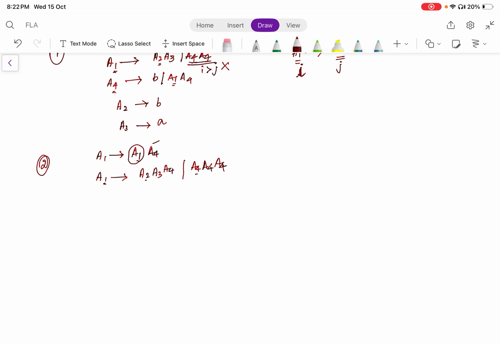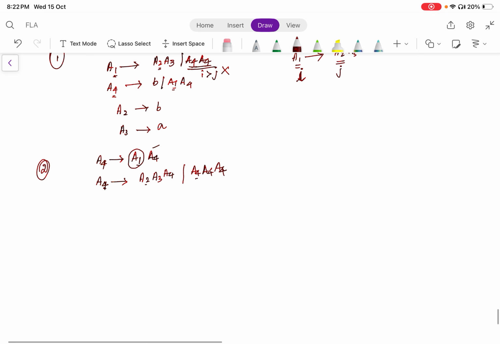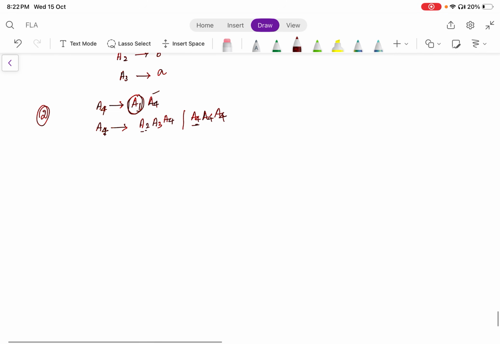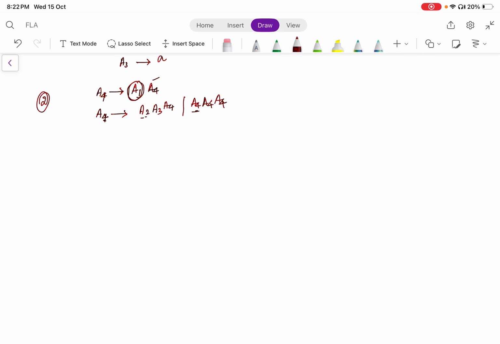This is an A4 production. A4 tends to A1 A4 only, not satisfying the condition. Take that production and substitute A1's productions in place of A1. A1 has two productions, so substitute both the productions. Okay, now again there is a problem, which is a left recursion.